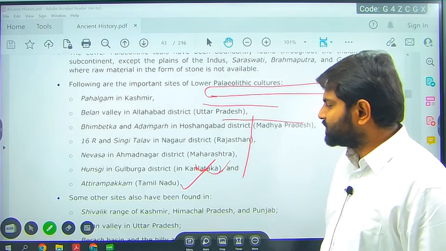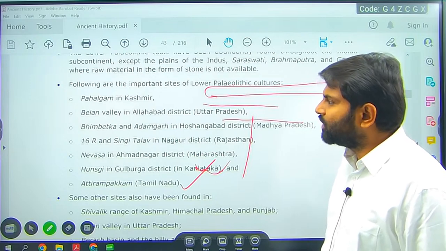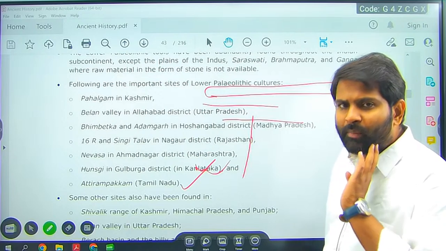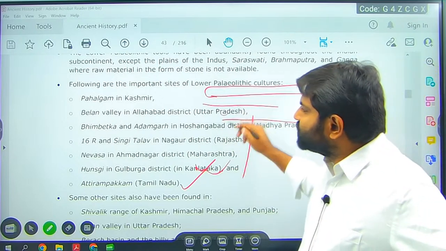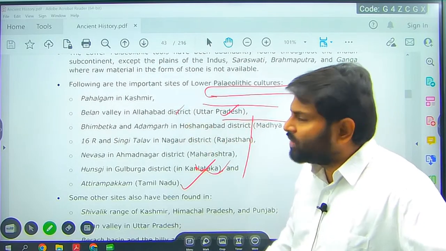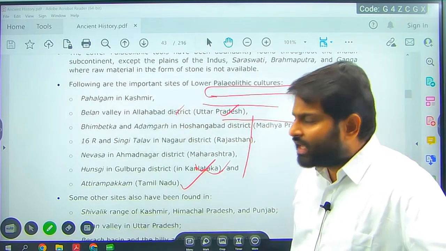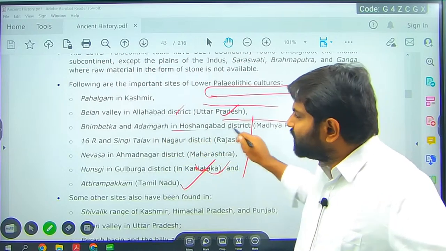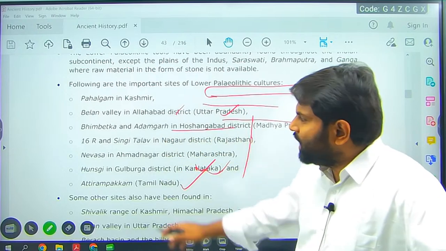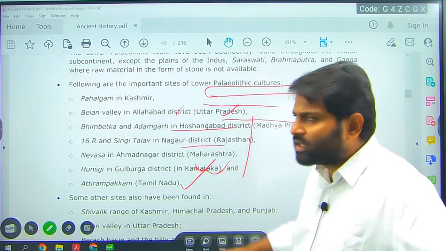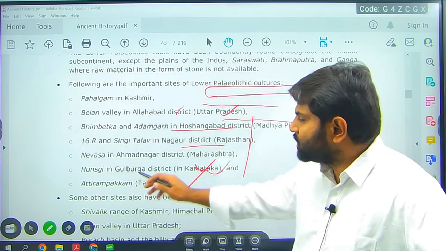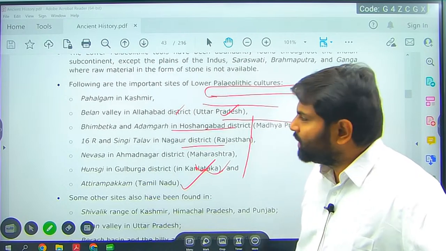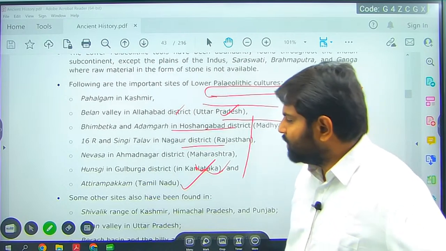These are the sites which are important for lower Paleolithic age. Pahalgam in Kashmir, Belan Valley in Allahabad district, UP, a Belan Valley exception because Allahabad is where we have the Ganges. Bhimbetka and Adamgarh in Madhya Pradesh, and 16R and Singhi Talav in Nagaur district, Rajasthan, very far. Nevasa in Ahmednagar district in Maharashtra, Hunsgi in Gulbarga, Attirampakkam in Tamil Nadu, these are the Paleolithic sites.